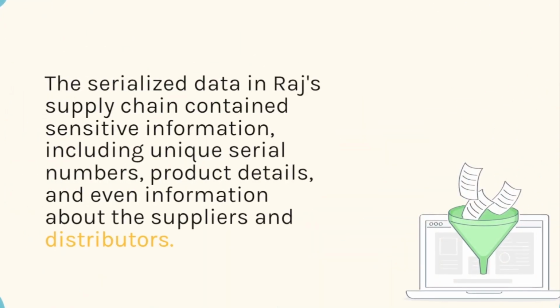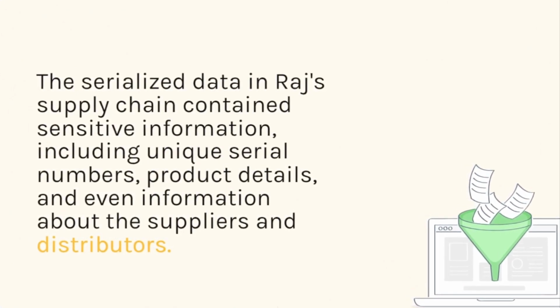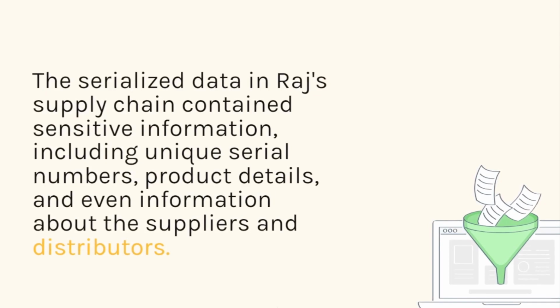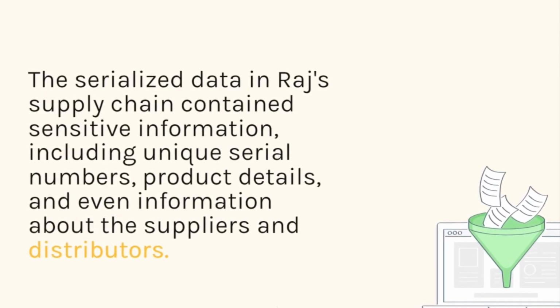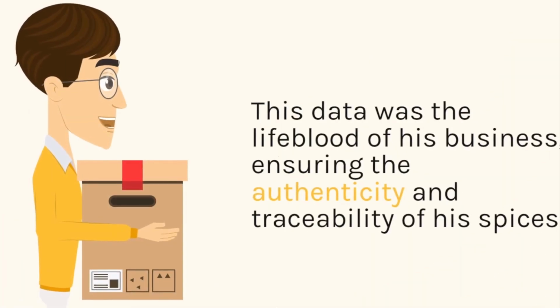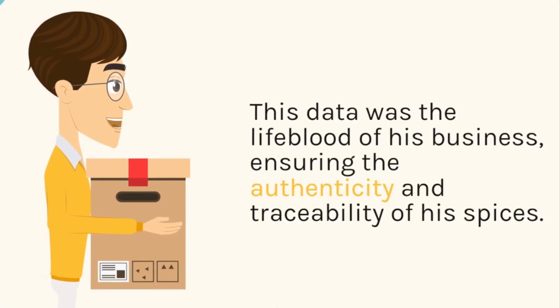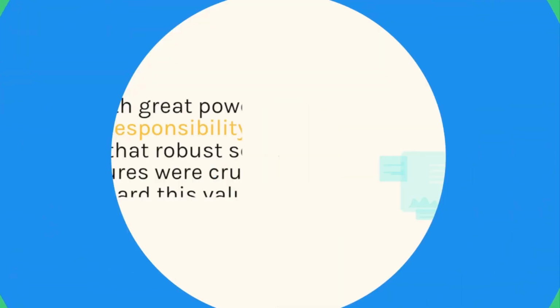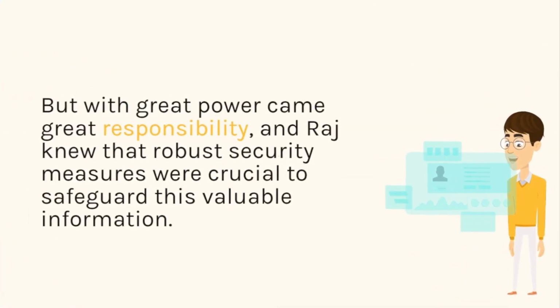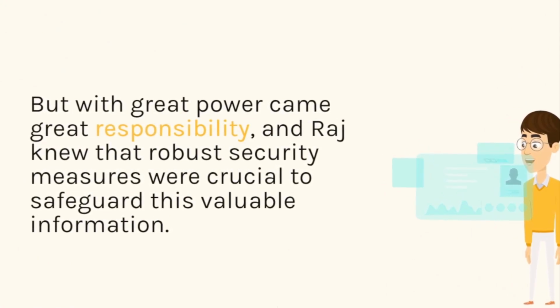The serialized data in Raj's supply chain contained sensitive information, including unique serial numbers, product details, and even information about the suppliers and distributors. This data was the lifeblood of his business, ensuring the authenticity and traceability of his spices. But with great power came great responsibility, and Raj knew that robust security measures were crucial to safeguard this valuable information.